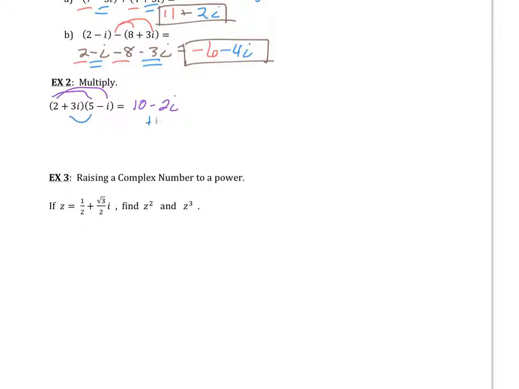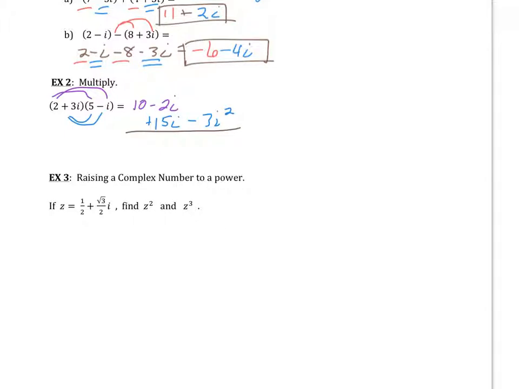I like to line up like terms. Makes life easier. And then 3i times a negative i, positive times a negative is a negative. And then 3i times i is 3i squared. You cannot leave a power of i other than 1. So we have to take care of that 3i squared. But we'll do that in a minute.